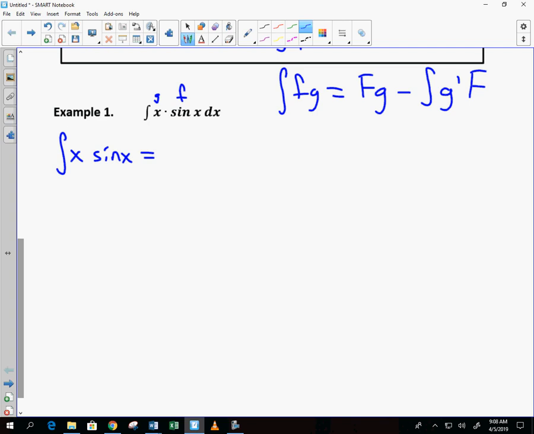So now we go. What is big F? Negative cosine of x. What's little g? So I have negative x cosine of x. Is everybody good with that? Minus the integral of, what is g prime? 1. What's big F? So positive cosine of x dx.